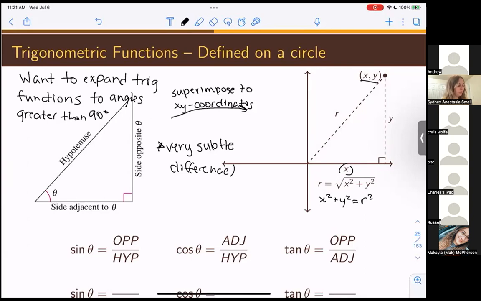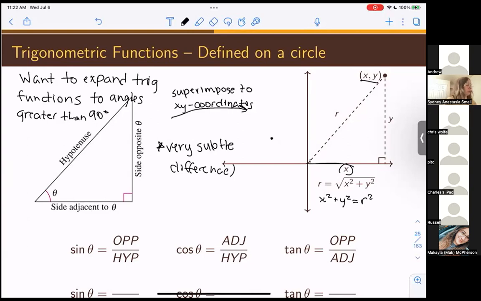But this will make all the difference because we could have a point over here that makes a triangle so that our theta would be greater than 90 degrees. If this were our starting point, we'd be thinking about going over here. And that would allow for an angle greater than 90 degrees, yet we'll still be able to use our trig functions.